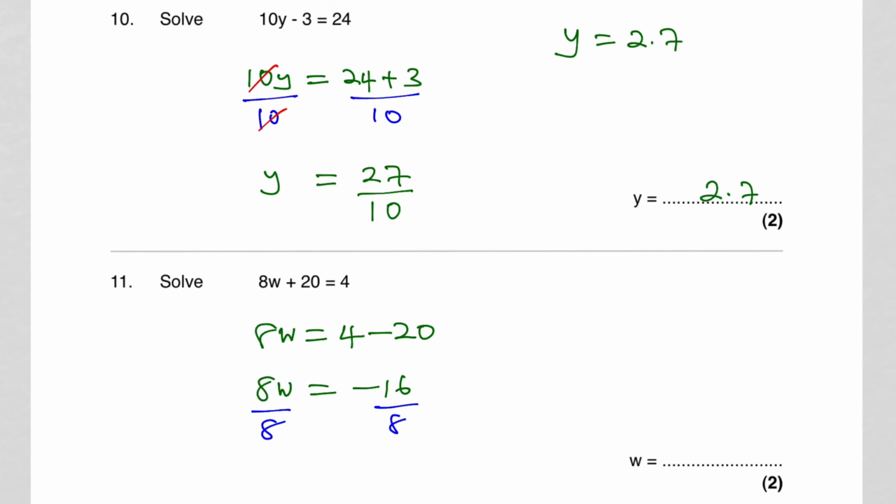Why do I divide by 8? Because I need to get rid of 8 here. So I have to divide by 8 to get rid of 8. Hence, 8 cancels 8. And then I get w equals minus 2. So this is minus 2.